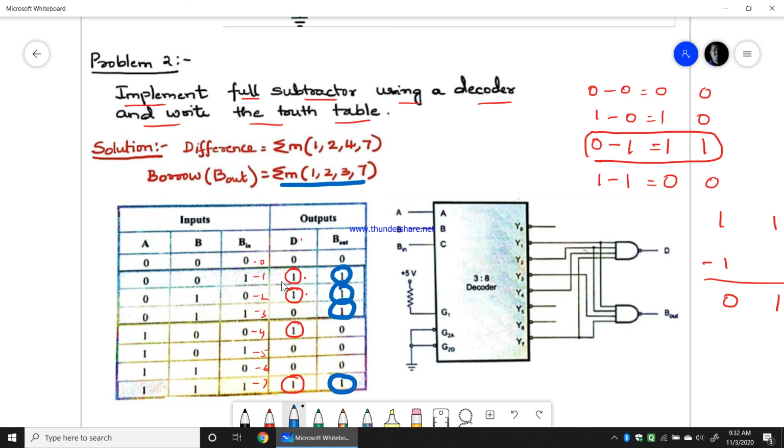Now it is very simple, both are min terms. So for active low outputs, we need NAND gate for min term implementation. Both are min term expressions, so we use NAND gate for both. So we take 1, 2, 4, 7, which will be 0 for this, and that will be given to a NAND gate which gives you 1. Again 1, 2, 3, 7 are zeros, and that will be given to another NAND gate to get borrow. Very simple implementation using 3:8 line decoder.